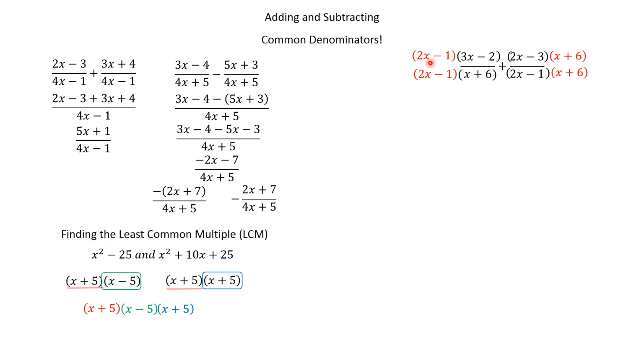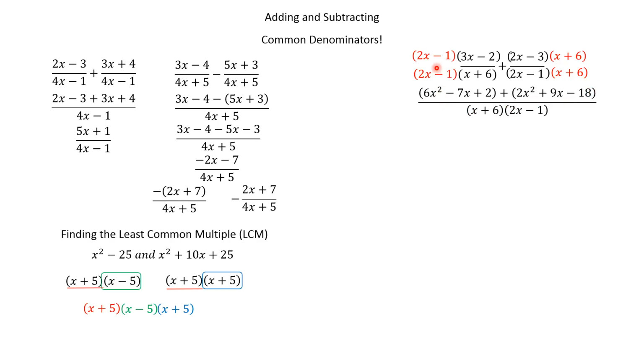And then our numerators, we're going to have to multiply this out and multiply this out, and then we're just going to add them together, combine like terms. So when we multiply those out, we're going to get 2x times 3x is 6x squared, minus 4x minus another 3x is minus 7x, and then plus 2. And over here we'll have 2x squared plus 12x minus 3x is plus 9x minus 18. And so we have it all multiplied out.